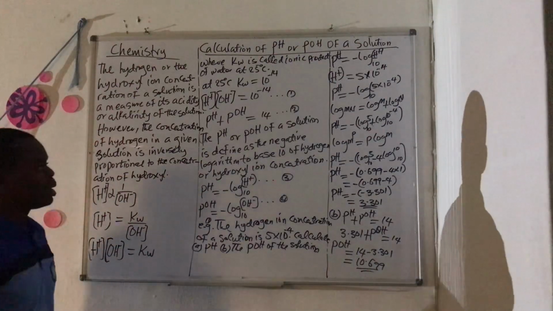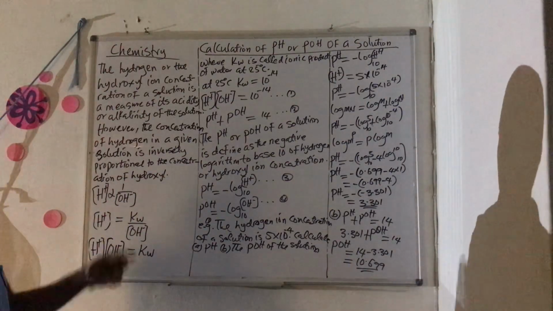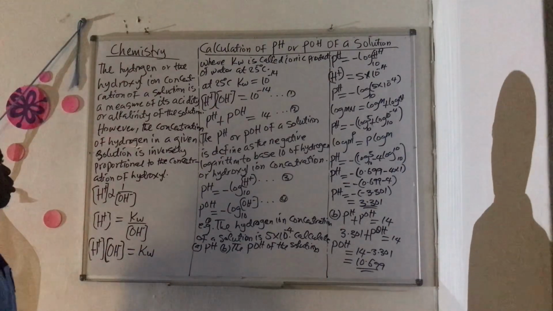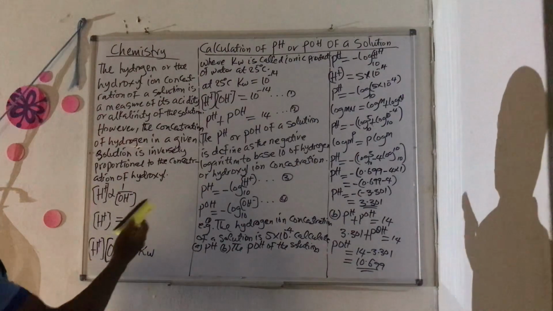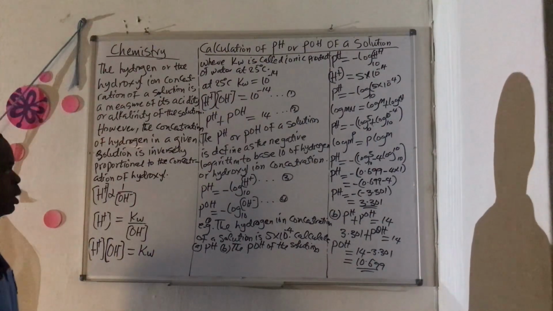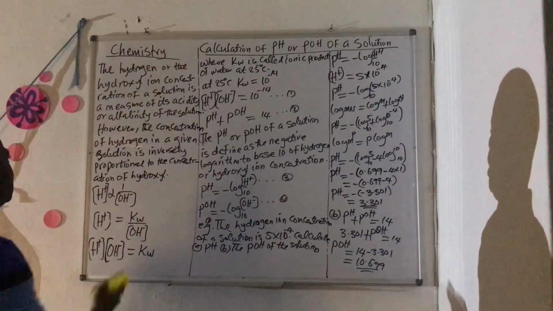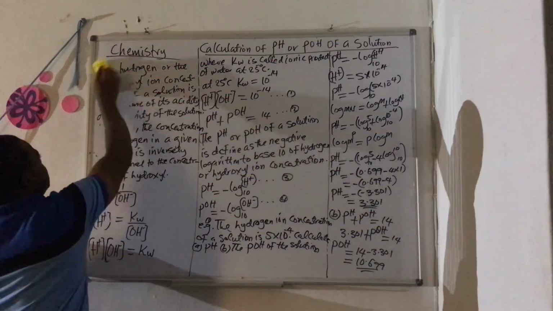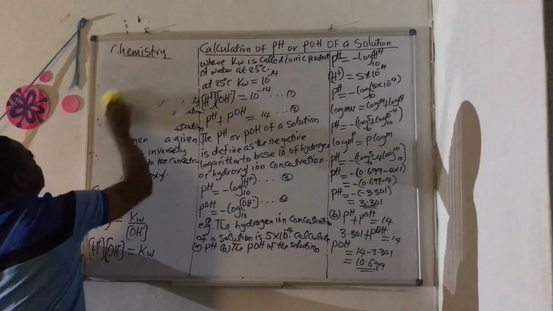Let's look at another example. You can take a screenshot of this before I move on. Everything here is calculation about pH or pOH. That's example number 1 we have solved. Now let me continue from this point.